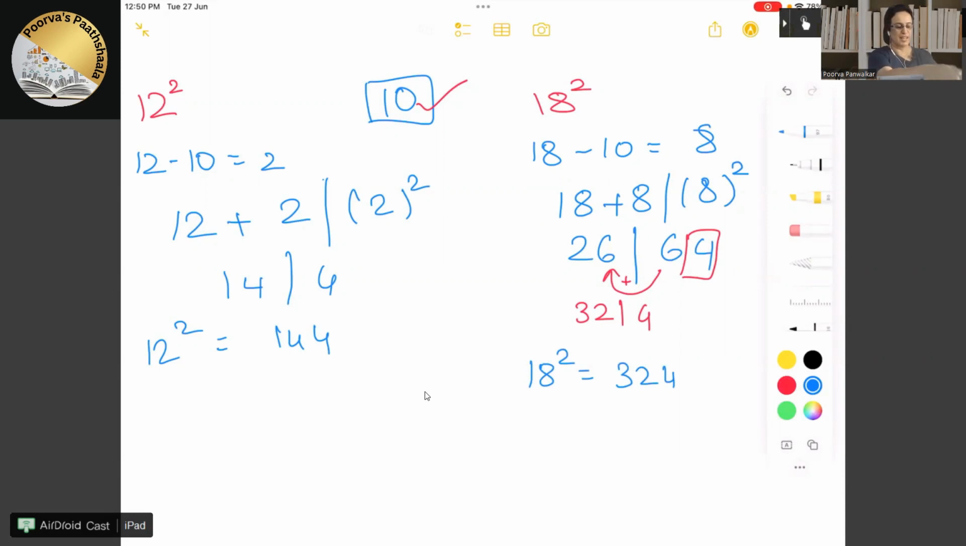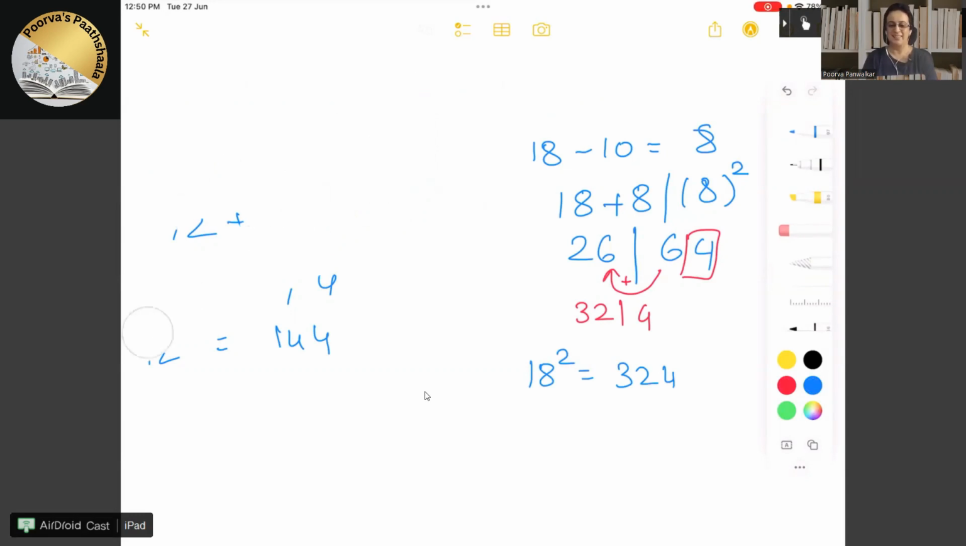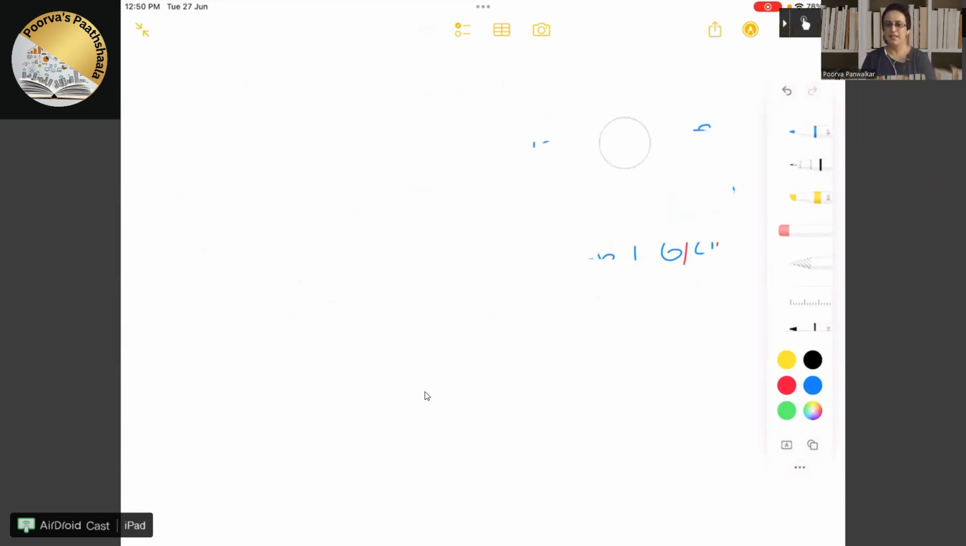So now we come to a slightly higher number. Now we have probably passed out our class 10. So we come to class 11, 12, where the difficulty of the sum slightly increases. Now let's find a square of a number which is close to 100. So let me take 92 square, where my base is 100.